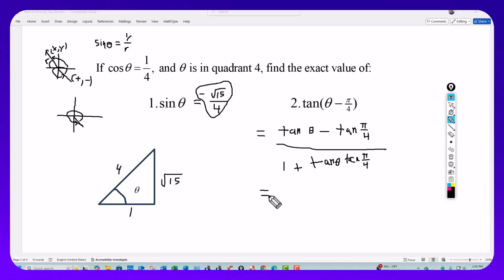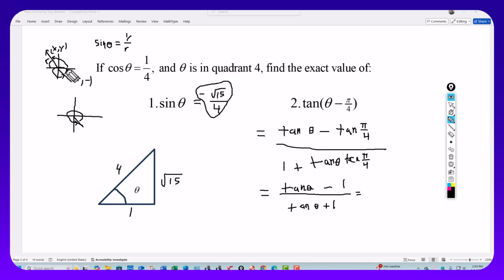And then we go ahead and simplify. So this is going to give us tangent of theta. That stays the same. Tangent of pi over 4, that's the same thing as 45 degrees. So you should know that the tangent of that is 1. So I'm going to rewrite it this way. Tangent of theta minus 1 in the numerator. Denominator, the same thing, tangent of theta plus 1.